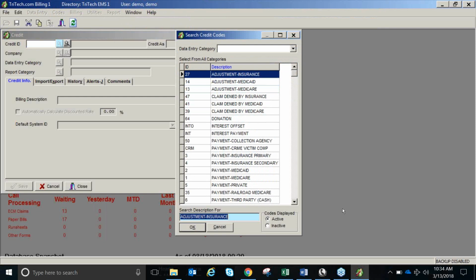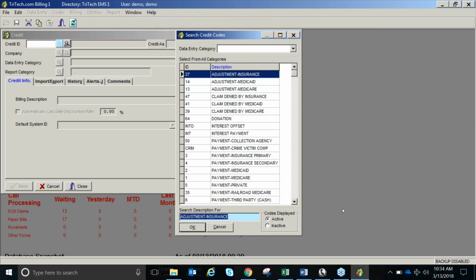We don't need claim denied by Aetna, AARP, Cigna, Blue Cross Blue Shield, because we can run a report that will show us which insurance denied the claim by simply using just this credit code. So we don't need to muddle up our credit codes with all those different payer names.